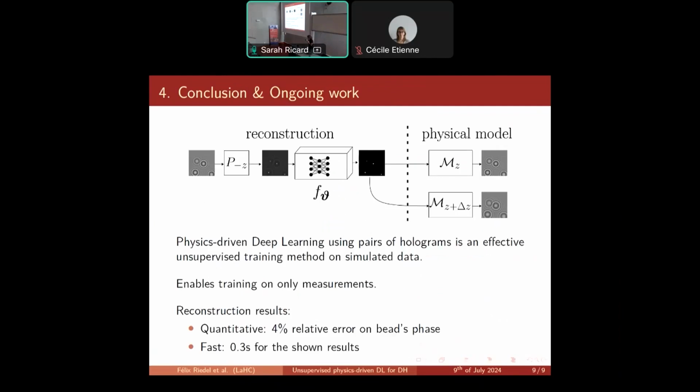And the results are pretty good, at least on the simulations, because we have something like 4% relative error on the beads, which is slightly above state of the art, but still pretty close. But it's also quite fast, with a third of a second to calculate the reconstruction.